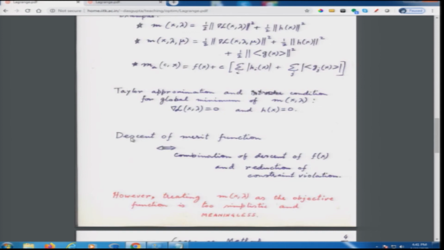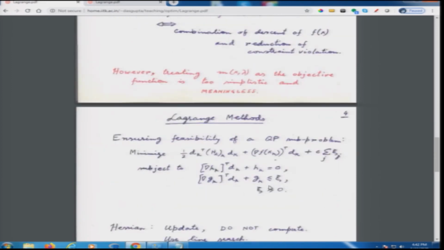So, this is what it means. Descent of merit function is a combination of descent of the function and reduction of constraint violation. However, do not think of this as the new objective function, it is not. That will not make very good sense. Okay. What else do we do?